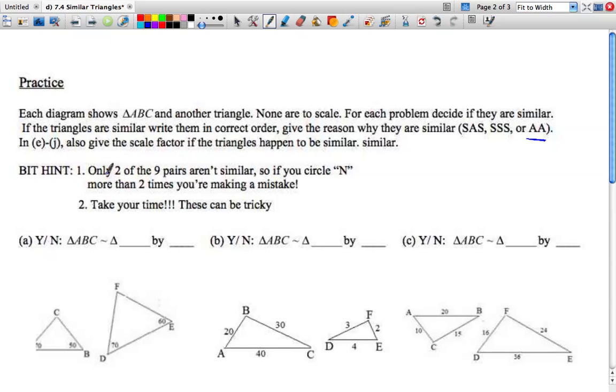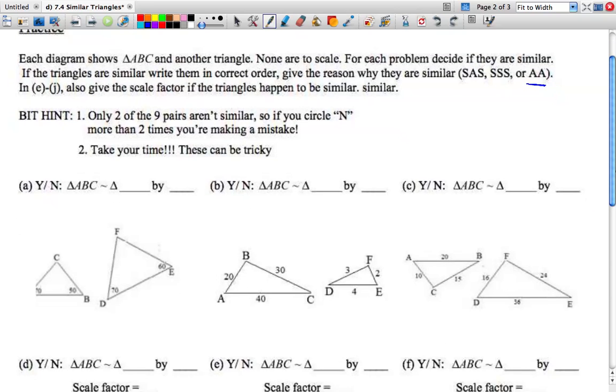Hint, here's a big hint. Only 2 of the 9 pairs below aren't similar. So if you circle N, which is no, more than 2 times, you're making a mistake. Take your time. These can be tricky. All right, let's do the first one.